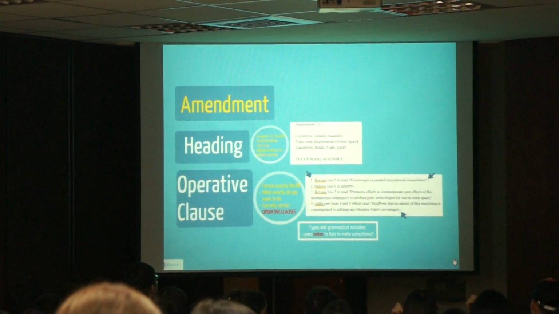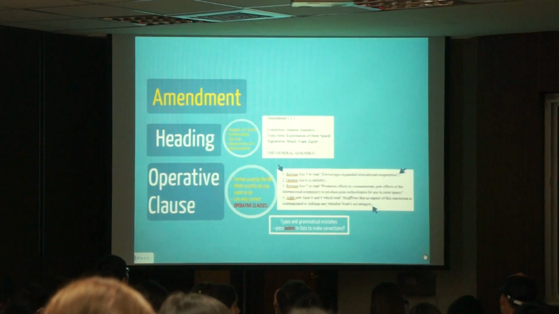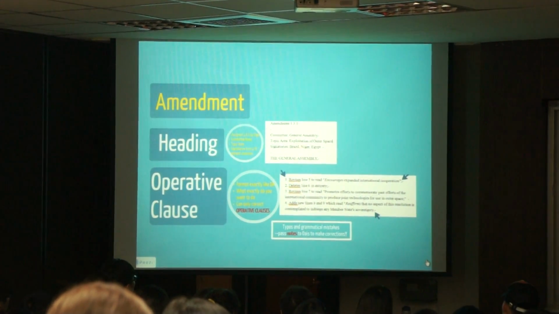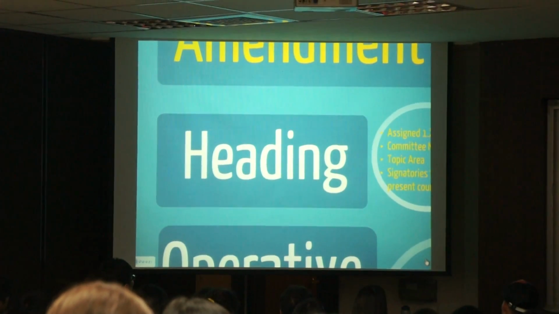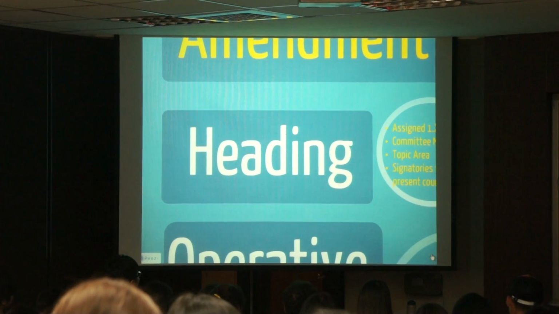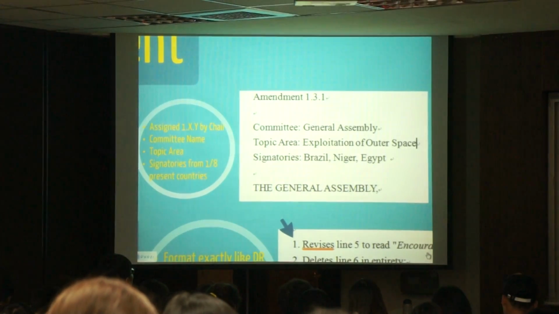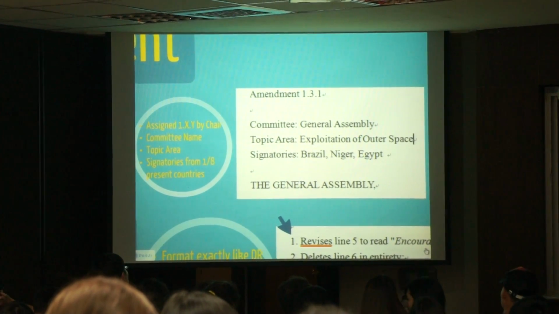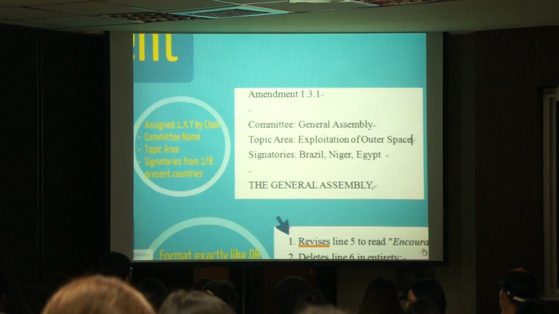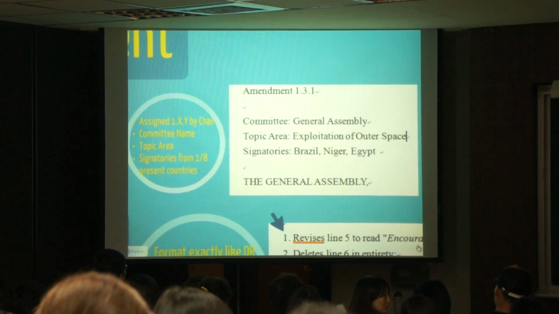So after DR, I will talk about amendment. Amendment is also composed of two parts, which are heading and operative clauses. But it doesn't have preamble clauses. So the heading is basically the introduction. And it has to have a name, Amendment 1.3.1, on the top of the amendment. And it has the committee name and also the topic area and 1/8 signatories on it.